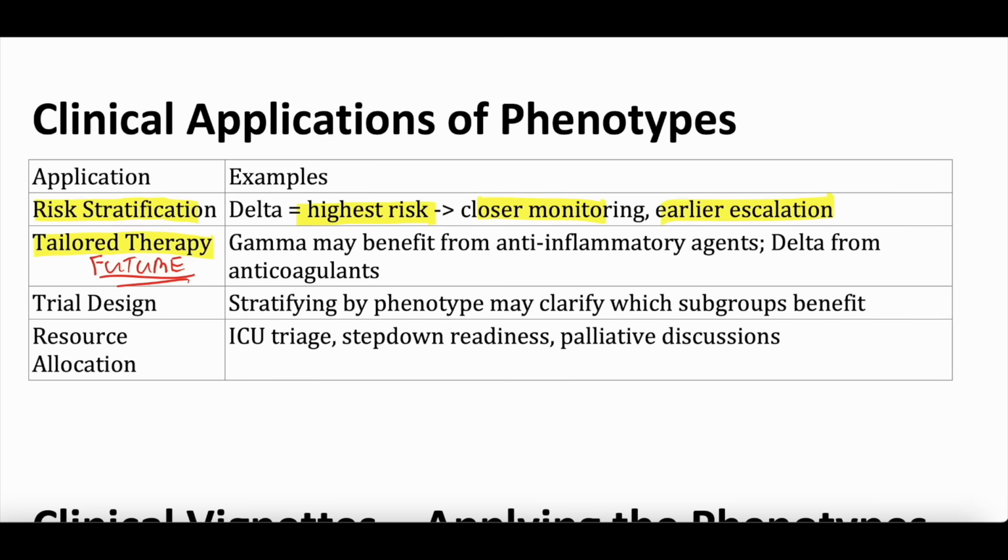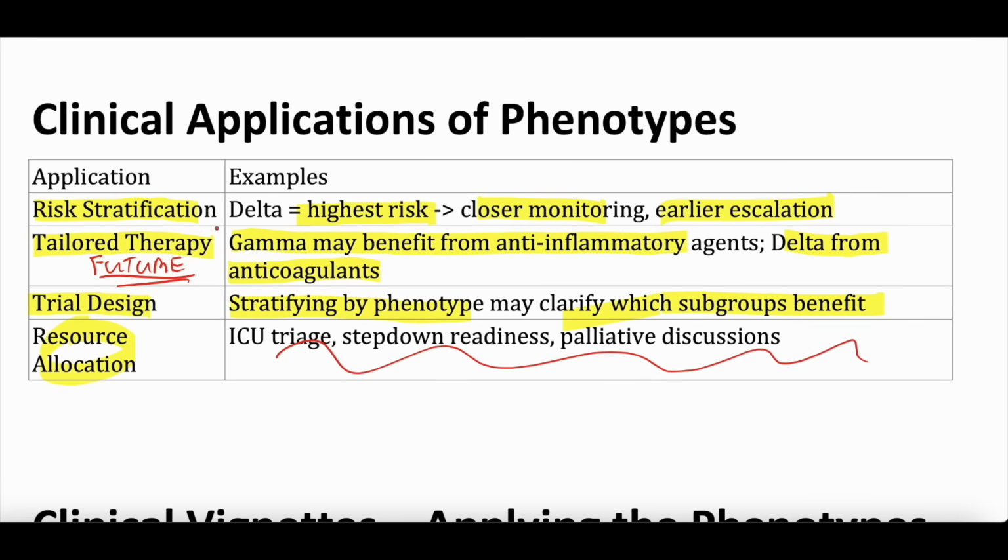There's some early evidence that maybe the gamma phenotype might benefit from anti-inflammatory modulators. The delta phenotype, with all that coagulopathy, may benefit from things like anticoagulants, right? They might have more microthrombi. Trial design is a future importance. Maybe you stratify by phenotype to clarify which subgroups might benefit from therapy. And then there's some discussion on resource allocation, but probably not a big thing for this discussion.